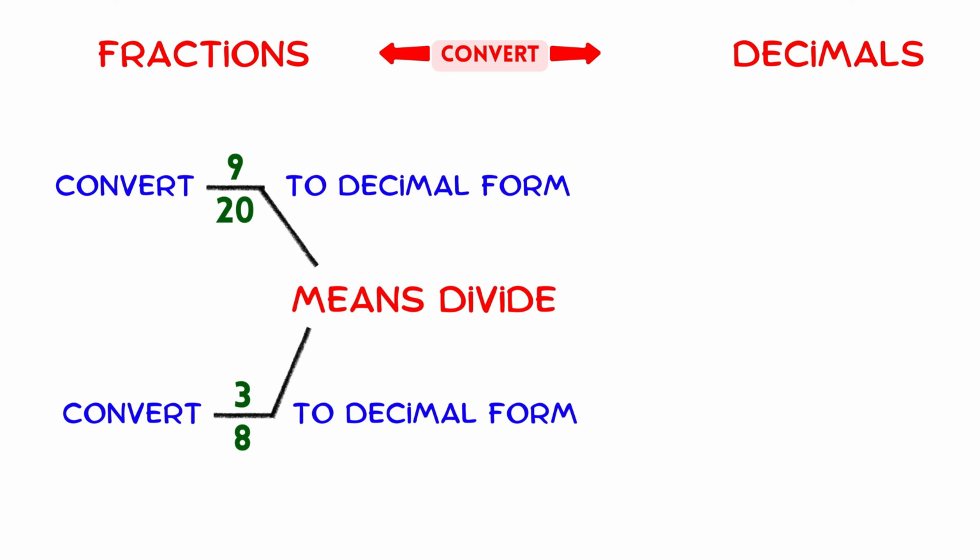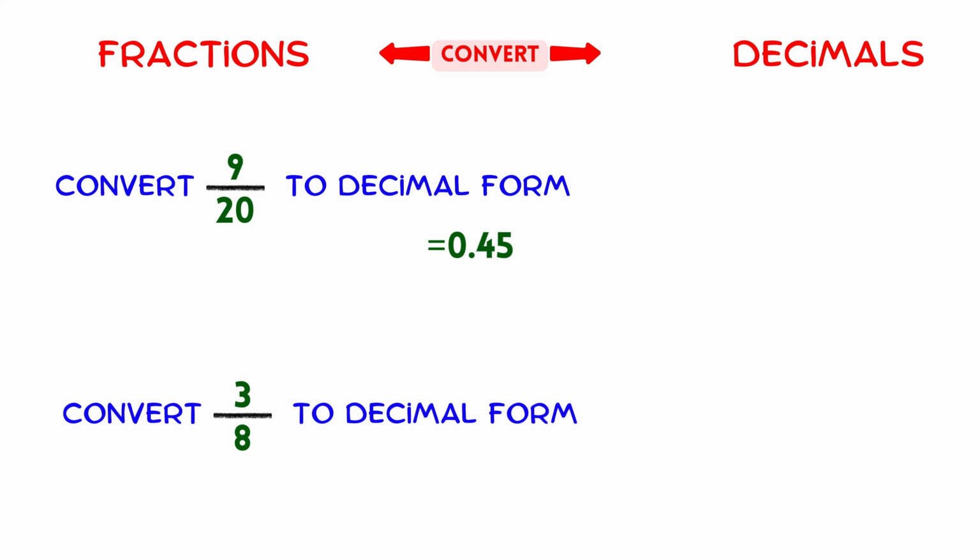So in this first question, where we need to convert 9 over 20, we would just divide 9 by 20, so we get 0.45, and if you're not comfortable doing this division in your head, then you can just use short or long division on paper.